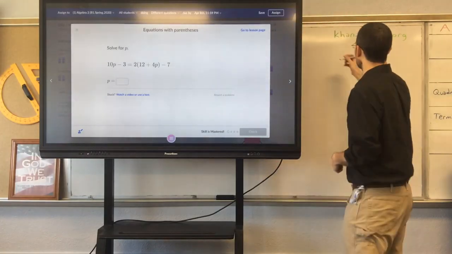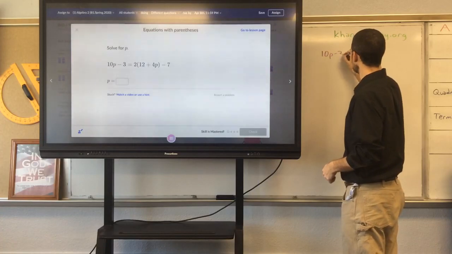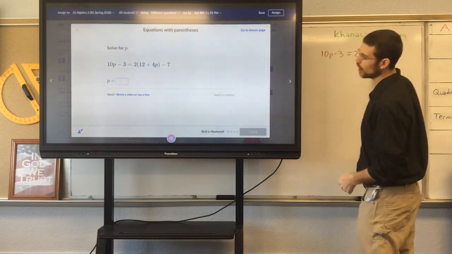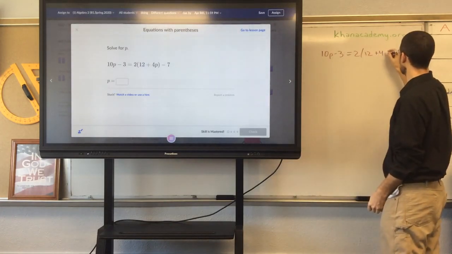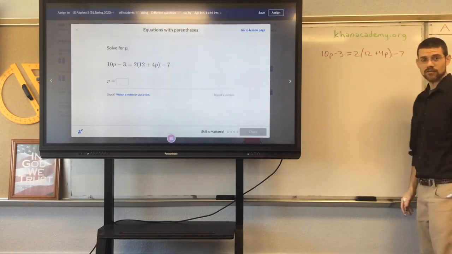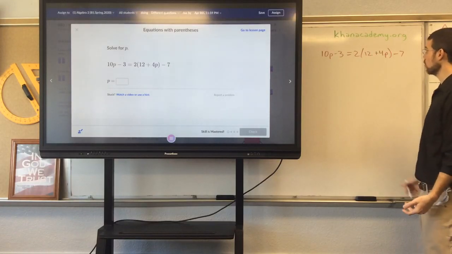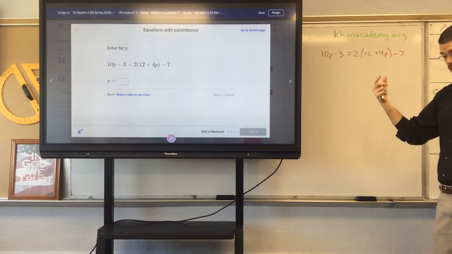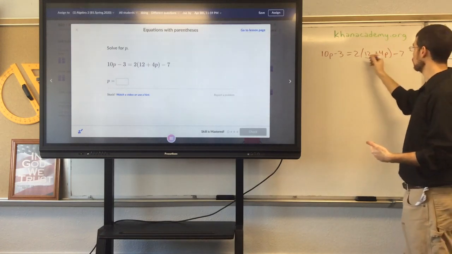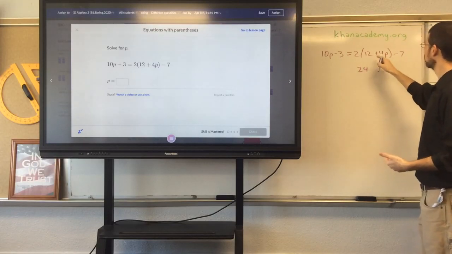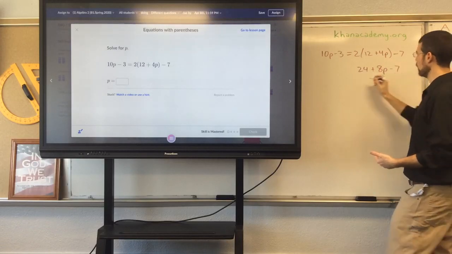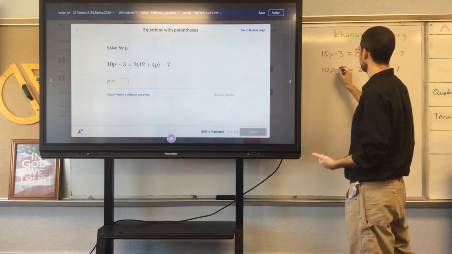So here we have 10p minus 3 equals 2 times the quantity of 12 plus 4p minus 7. All right, so the parentheses have to be eliminated somehow first. Since we are multiplying by this sum inside of the parentheses, we can distribute 2 times each of the terms. 2 times 12 is 24, plus 2 times 4p is 8p. And then we'll write the rest of our equation just like we have it.